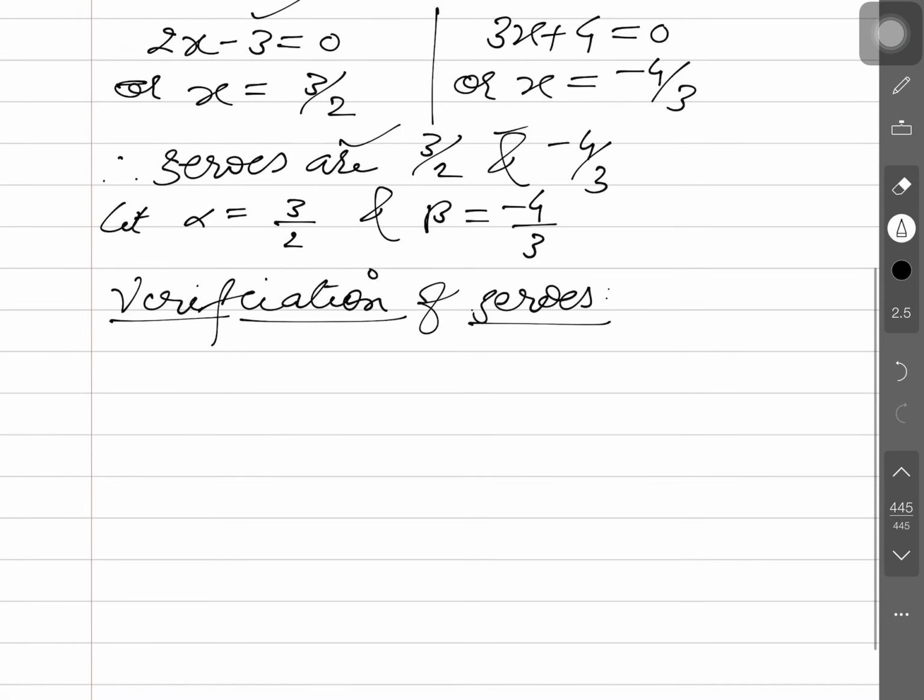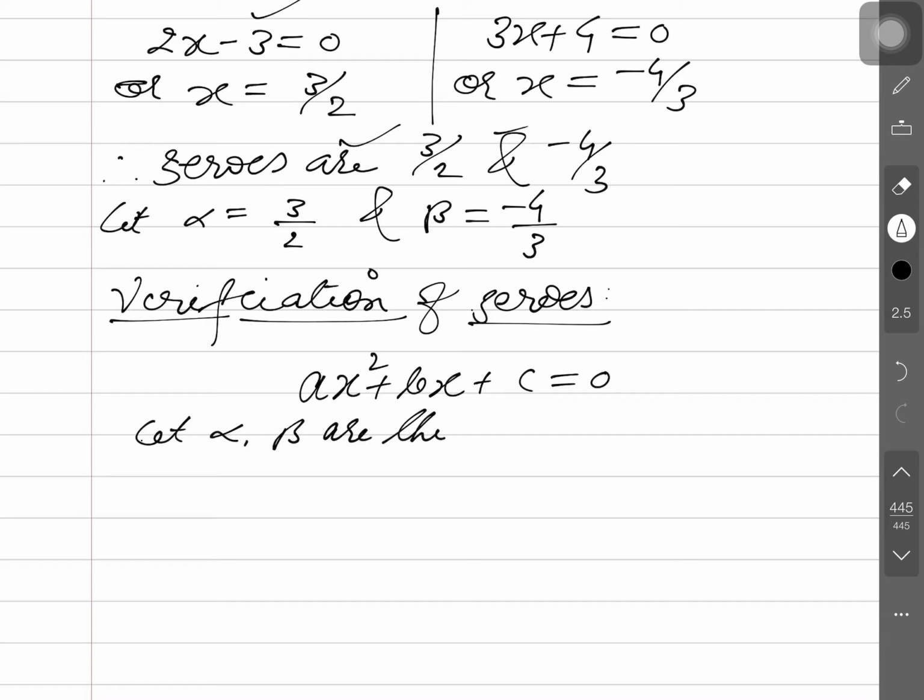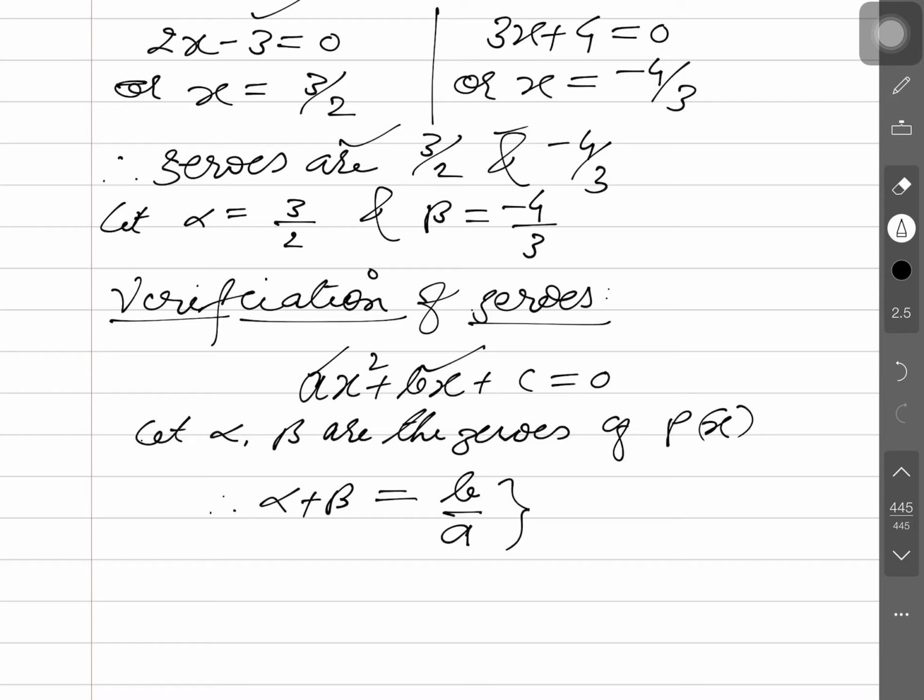You may see this rough work: ax square plus bx plus c is equal to 0. This is a quadratic polynomial. Let alpha and beta be the zeros of p(x), a polynomial in x. Therefore, if I add the zeros, then minus b by a will come. What is the meaning of b by a? This term and this term come as the numerator and denominator.